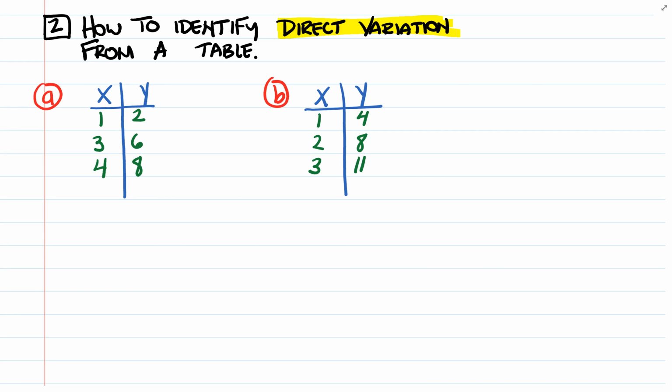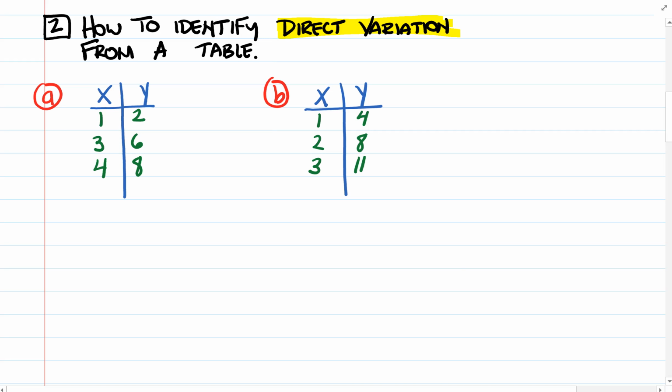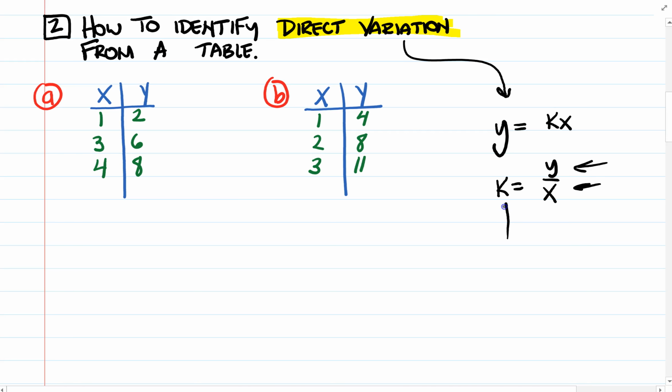Okay, here's box number 2. It says, how can you identify direct variation from a table? So I have 2 tables here. I have table A and I have table B. So if we're looking for direct variation, remember you guys that we are looking for y is equal to kx, or equivalently, we could say k is equal to y divided by x. So if we look at the ratio of the y value to the x value, it always must be the same thing.